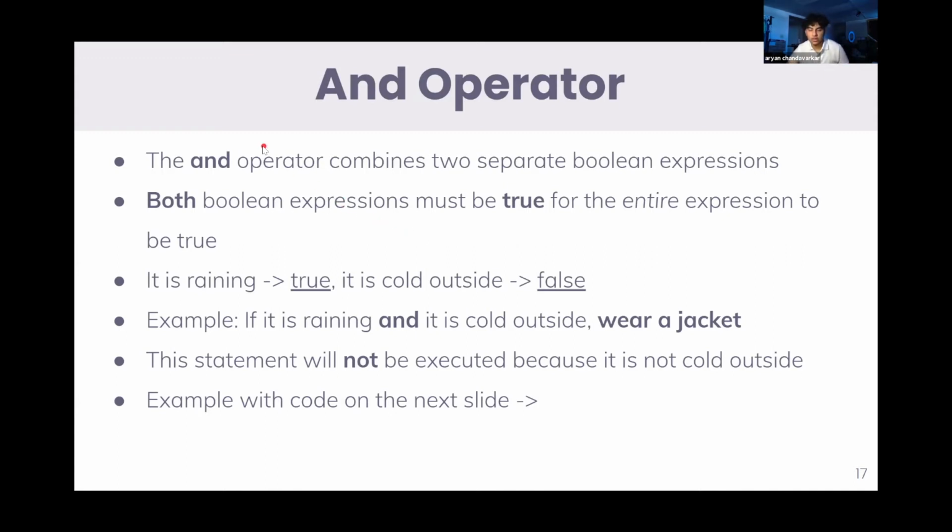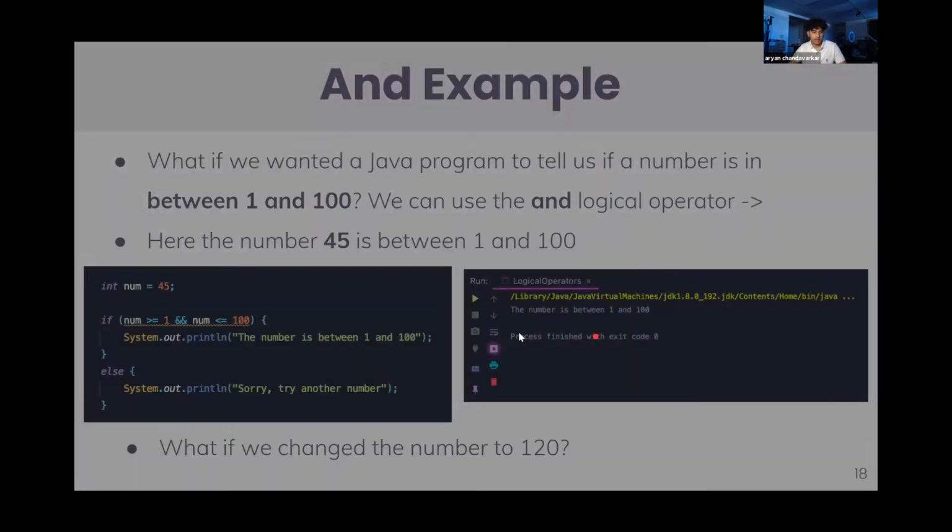Okay. So the and operator, which is the thing above your 7 key, combines two separate Boolean expressions. For something to be executed, both of those expressions must be true for the entire expression to be true. So for example, if it is raining and it is cold outside, I will wear a jacket. But let's say it's not cold outside. So it's raining, but it's not cold outside, so I won't wear a jacket. It's not executed because it's not cold outside. This will become a little easier to understand on the next slide.